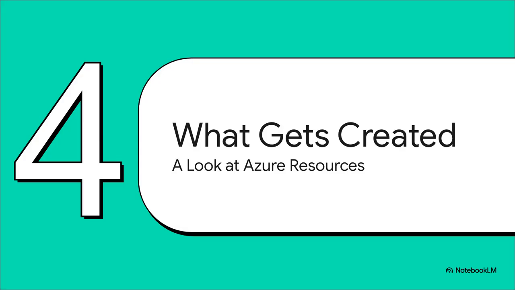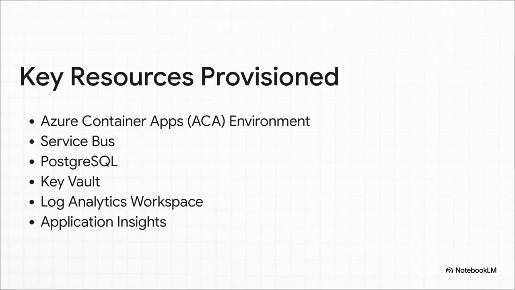So, after the wizard works its magic and everything is finished, what do you actually end up with? Let's take a quick look at the Azure resources that form the foundation of the CerbiShield platform. What's really cool is that the wizard provisions a full production-grade environment. It uses Azure Container Apps for scalable serverless compute, Service Bus for super reliable messaging, Postgres SQL for your database, Key Vault for keeping your secrets safe, and that powerful combination of Log Analytics and App Insights for monitoring. It's literally everything you need, all provisioned in one shot.